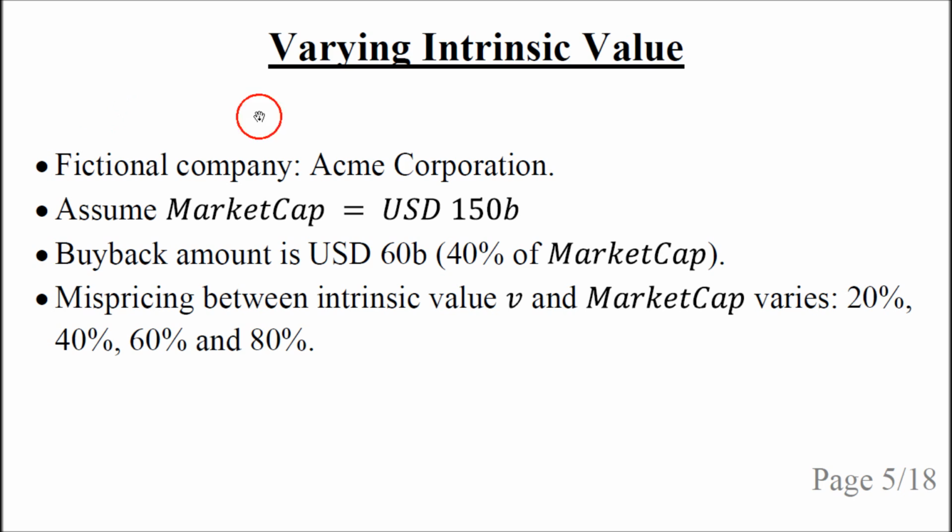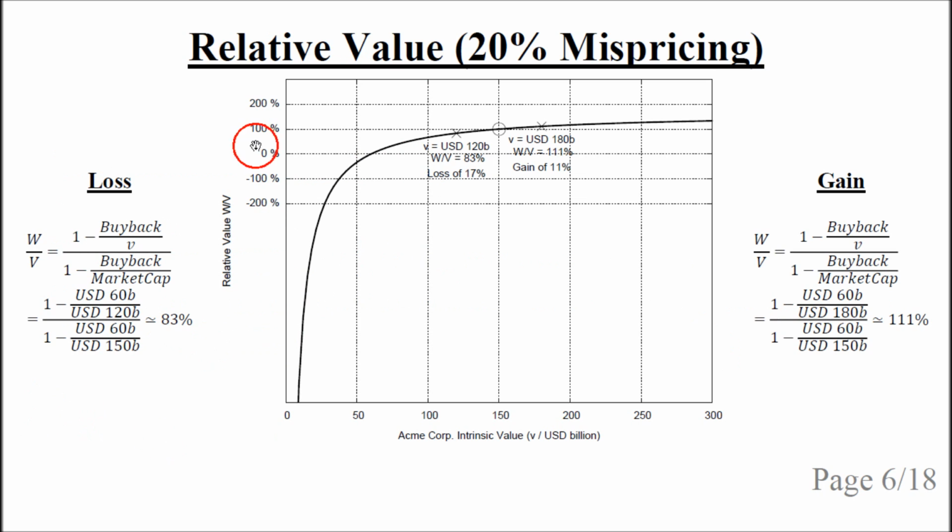As an example, consider the company Acme Corporation, and we will assume that the market cap is $150 billion. The buyback amount is assumed to be $60 billion, which is 40% of the market cap. We will consider different degrees of mispricing between the intrinsic value V and the market cap of all shares. First, consider a mispricing of 20%.